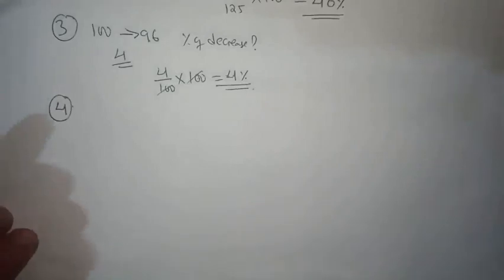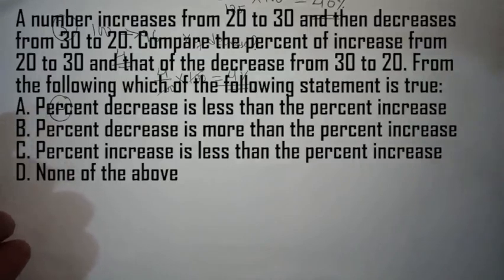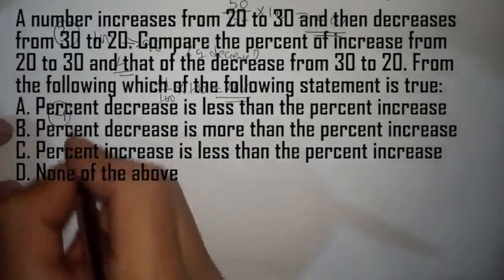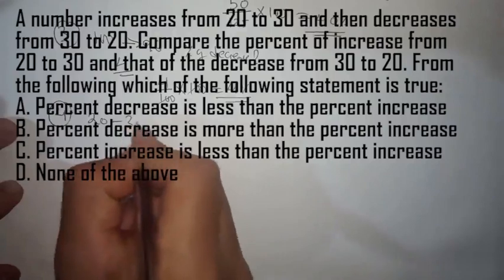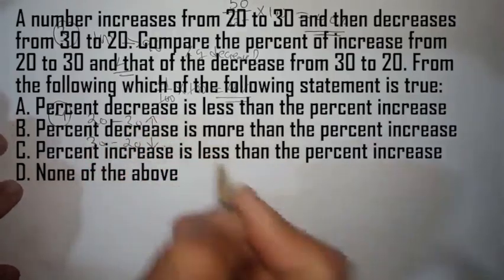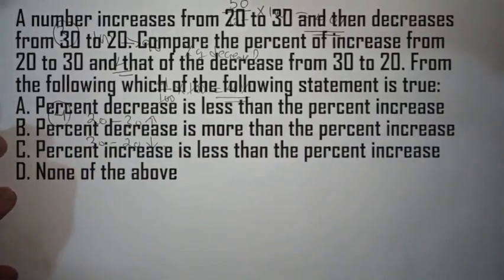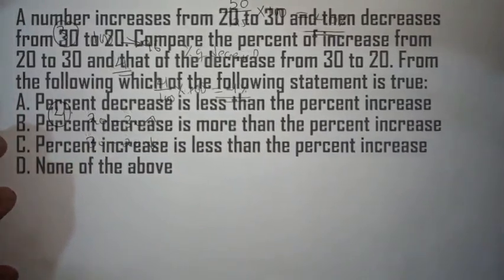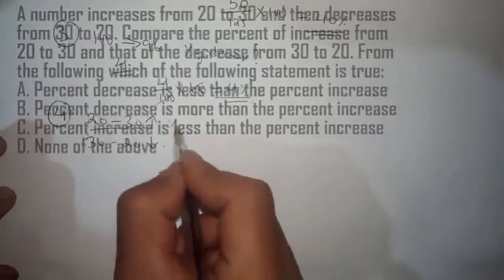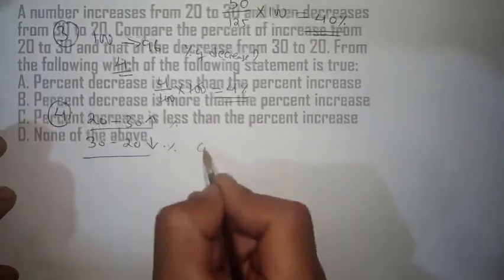Question number 4. A number increases from 20 to 30 and then decreases from 30 to 20. Compare the percent of increase from 20 to 30 and the percent of decrease from 30 to 20.